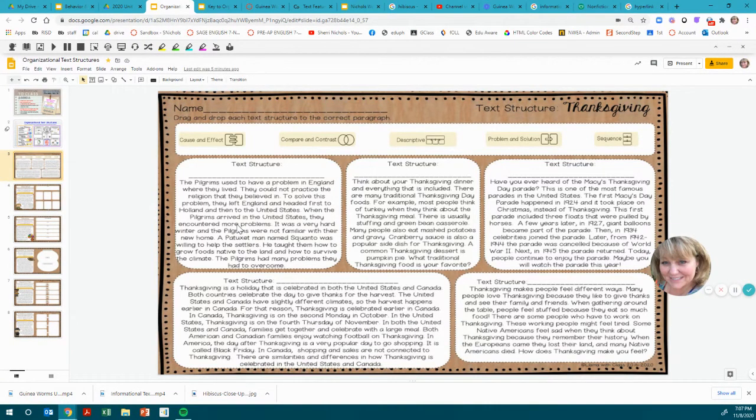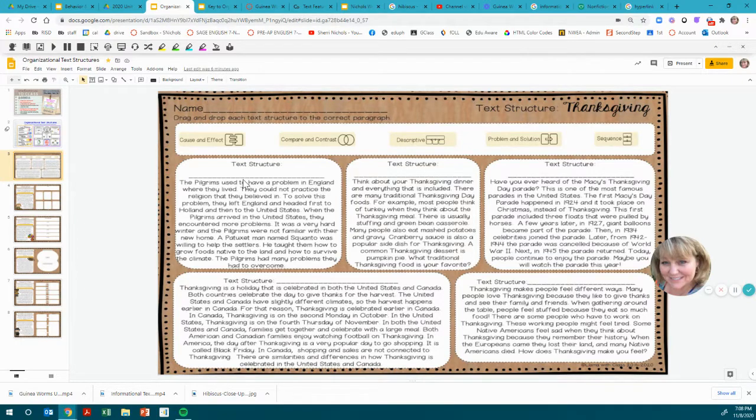The reason it's problem and solution is because a problem is presented, and we have words like solve. They had a problem, and it goes on to when they arrived, they encountered more problems. It's a very hard winter. It's very difficult. And then we have the solution. This man named Squanto, he taught them how to grow foods native to the land and how to survive. They had many problems they had to overcome.